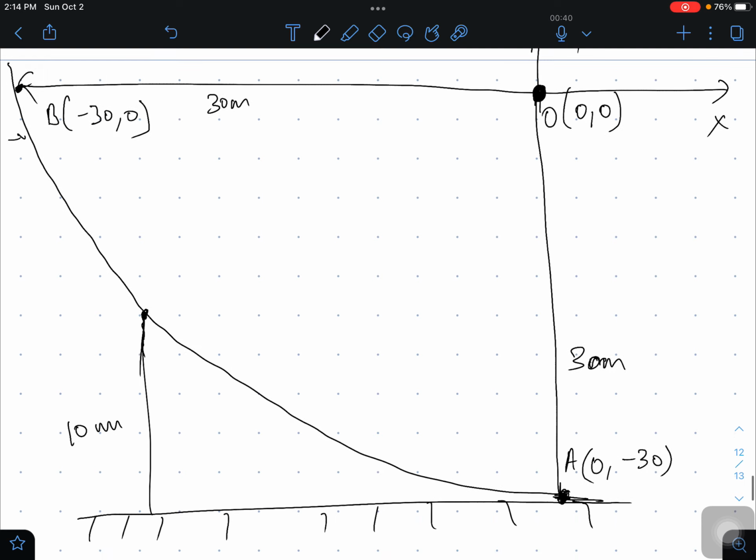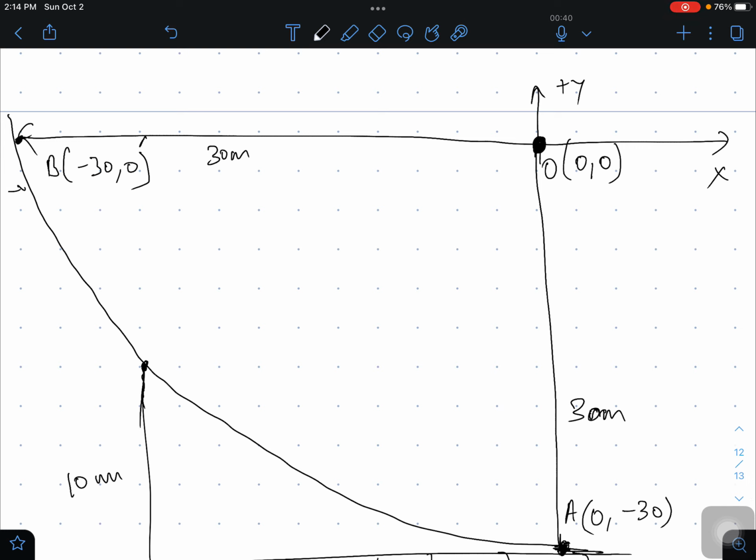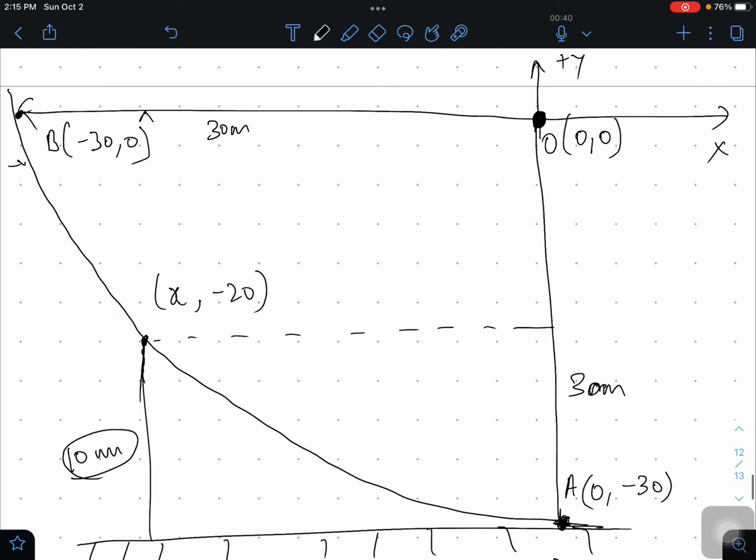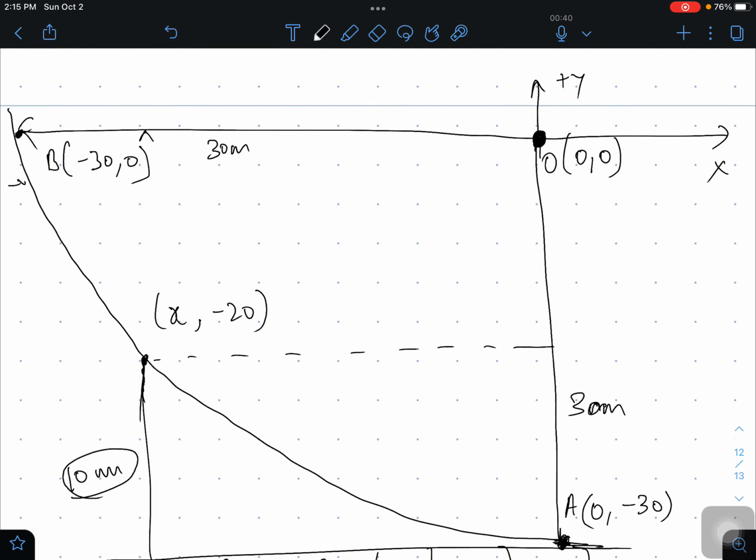We know that this length is 10 meters. So from the top on the y axis, if you see this dimension, this will be 20. So this point will become x, which we don't know, comma minus 20. Now we don't know the value of x because we only know the height. We don't know this distance. So this is what we have to evaluate now. How can you evaluate this without using any software? By using basic mathematics. This is nothing but an equation of a circle.